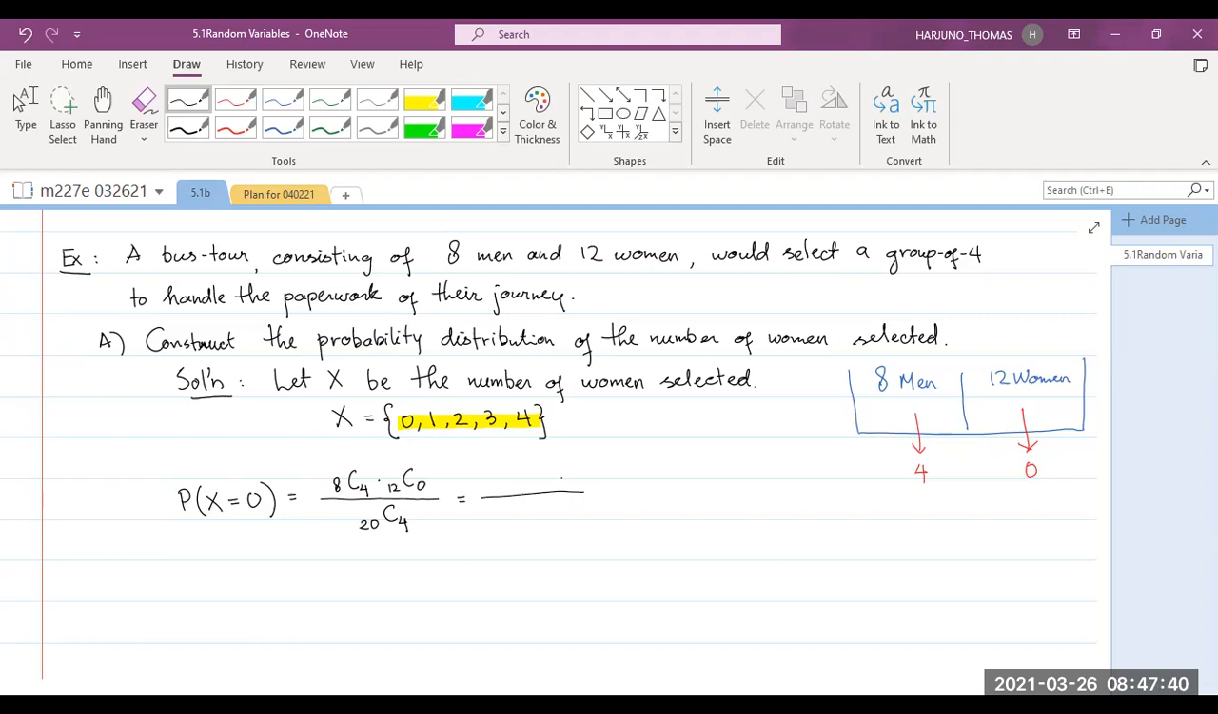Like 8 combination 4, I get 70. Okay, let me know if you try to do it and you don't get 70. Okay, 20 combination 4, I get 4,845. Yeah, let me know again if you don't get it yet.